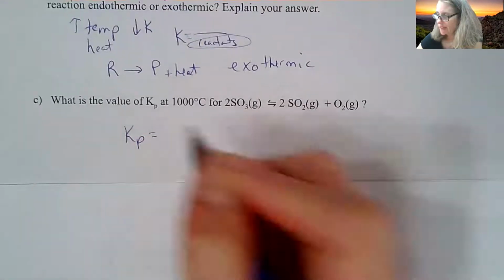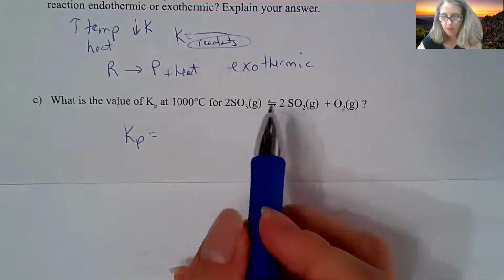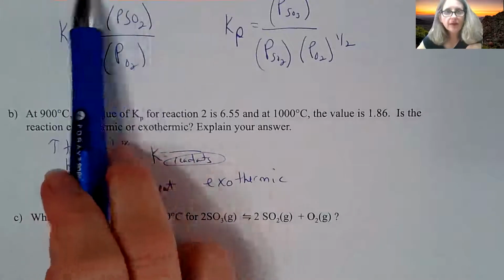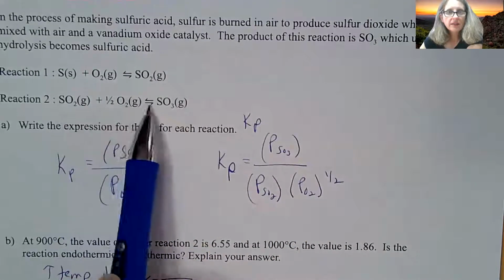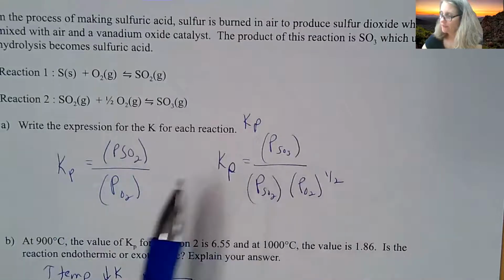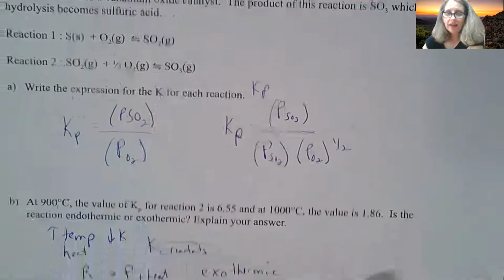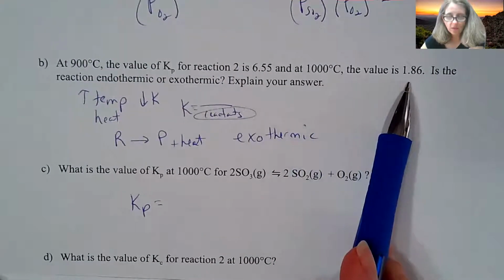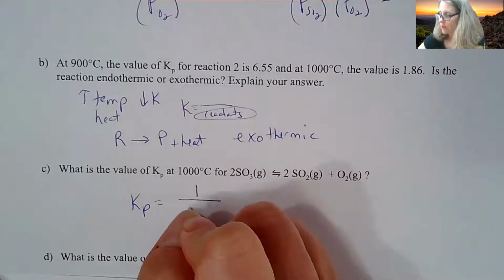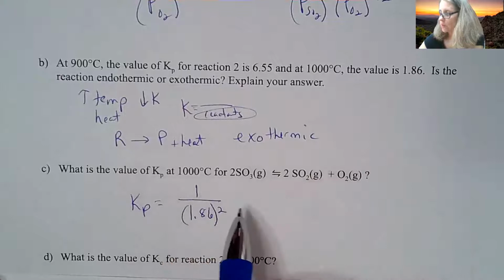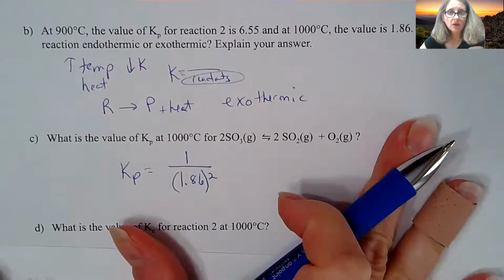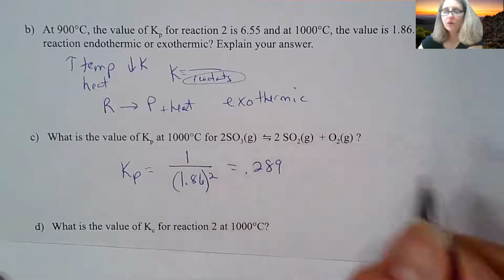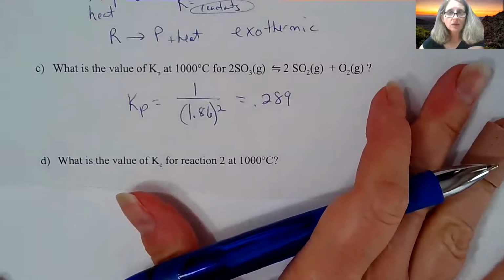Kp at 1,000 for this reaction. Realize that this reaction is essentially this second reaction, but I have flipped it, so the SO3 is over here, and I've also doubled it. So I'm going to use this value at 1,000 of 1.86. What I'm going to take is 1 over 1.86, but I also square it because I doubled everything. This is going back to when we talked about what we could do to the K's. So 0.289 is what you end up with at that new temperature.